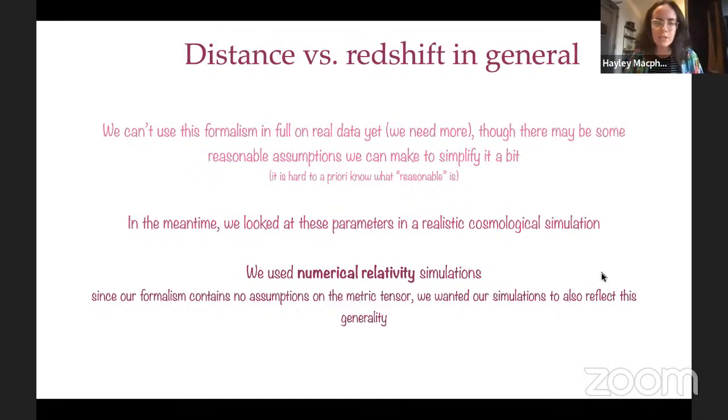And so what we wanted to do in this paper was to calculate these parameters in a realistic cosmological simulation and then determine which anisotropic contributions are most dominant in each parameter. And so to do this, we wanted to maintain as similar a level of generality as is present in Asta's formalism, and specifically the generality with regard to the metric tensor. So in her formalism, she didn't assume any form of the metric tensor. And so we want to stay as close to that as possible. And for that reason, we use numerical relativity simulations.